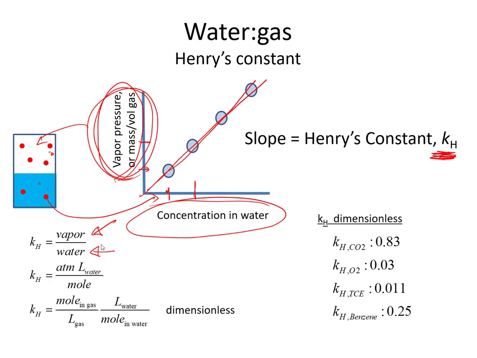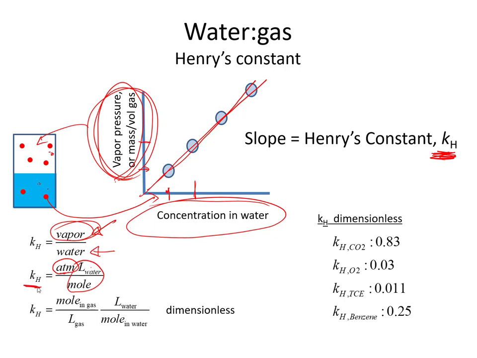So we can take a look then at what kind of units this would generate. If the vapor concentration is a vapor pressure expressed in atmospheres, and the concentration in the water is moles per liter, then we get a Henry's law constant that has these kind of funny units: atmosphere liters per mole.